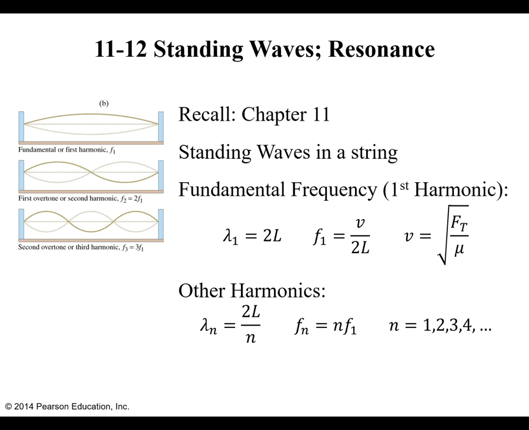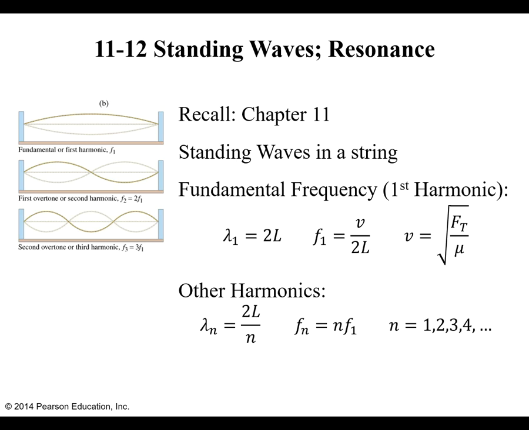What we saw was the string would vibrate. If you have one antinode in the middle, then that's your fundamental frequency, n equals 1, which has a wavelength of 2 times the length of the string, a fundamental frequency of the speed or velocity of a wave divided by 2L, and the velocity is found as the square root of the tension divided by the density.